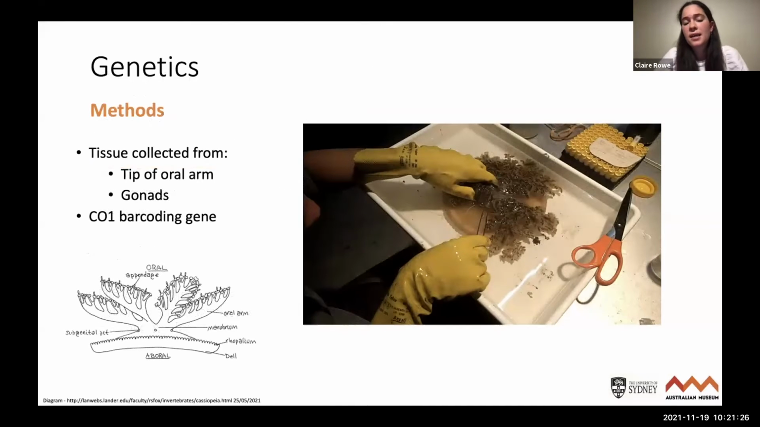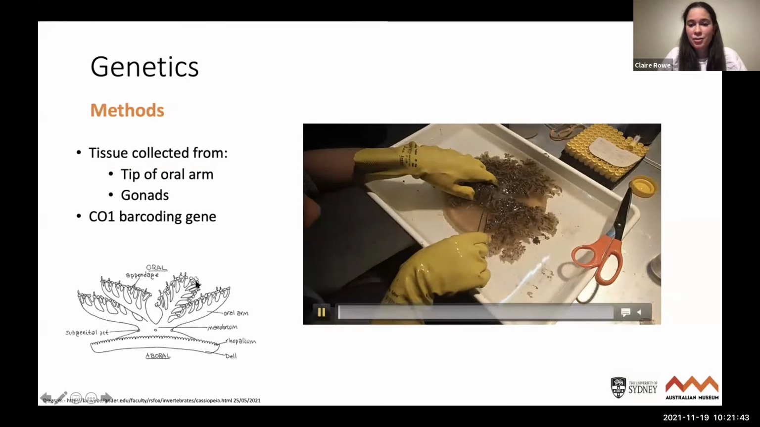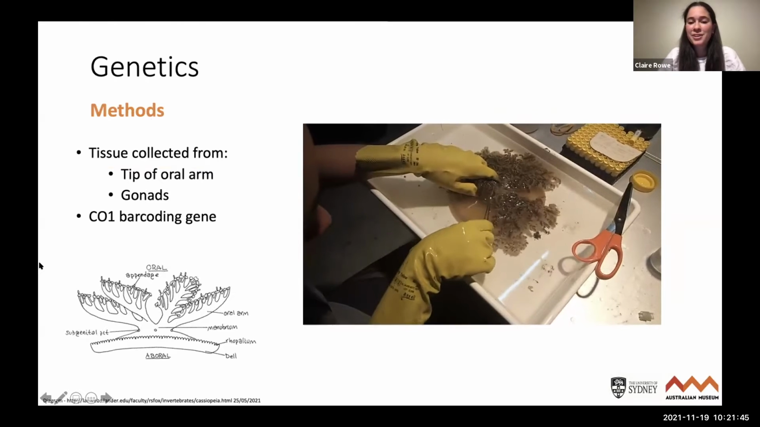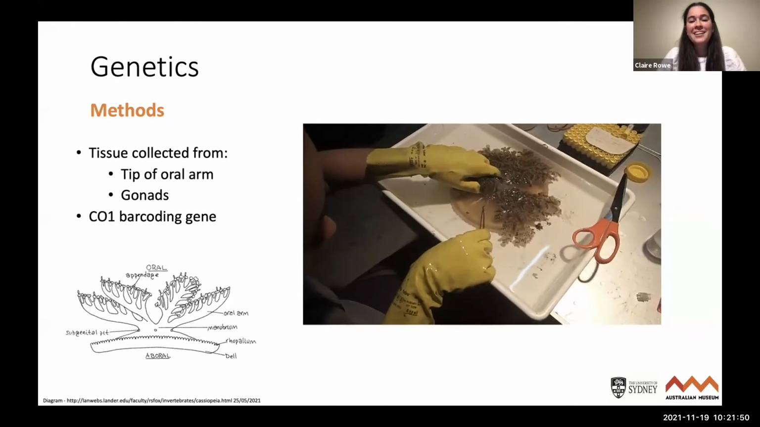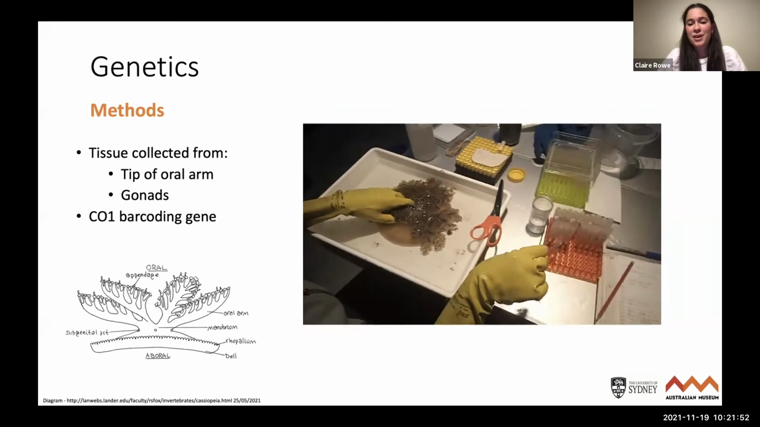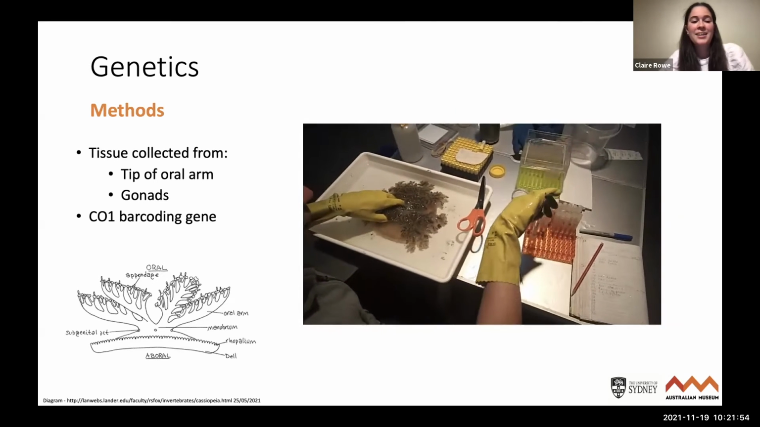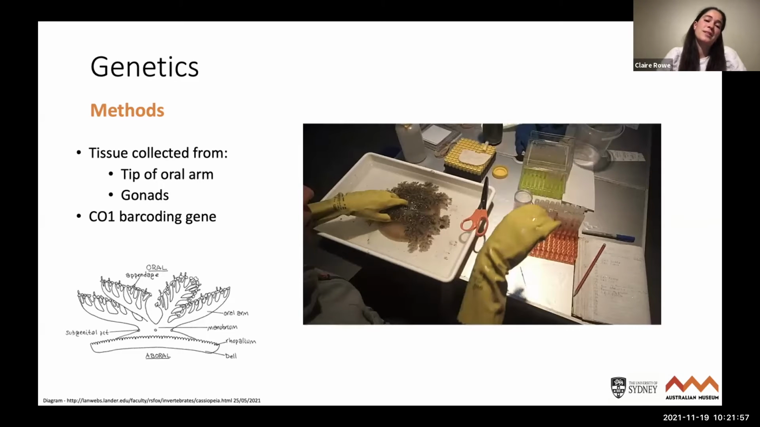So for the genetics, I collected tissue samples from 2 parts of the jellyfish, the first being the tip of the oral arm and the second being the gonads. We used 2 parts of the tissue because we found that it was really hard to extract DNA from the jellyfish. We think this is because they're quite mucousy. So this is a neat little video of me extracting the gonads from the jellyfish. You can see they kind of just slide out of the subgenital pit, and then we put it in 95% ethanol. And we compared the sequences through the cytochrome oxidase subunit 1 gene.